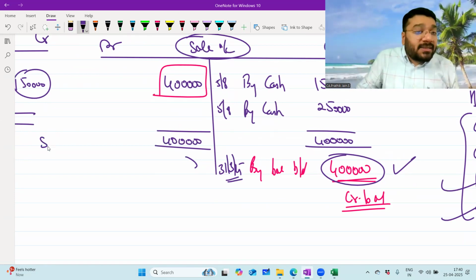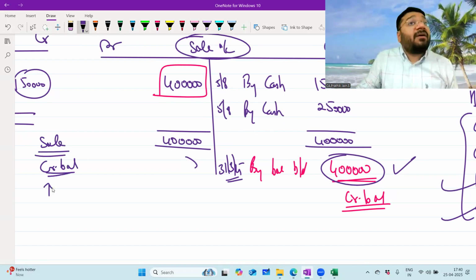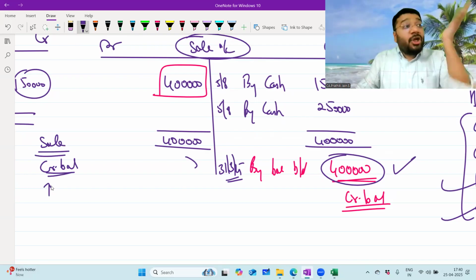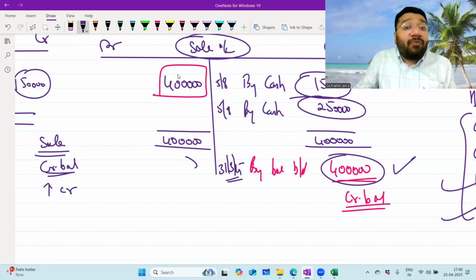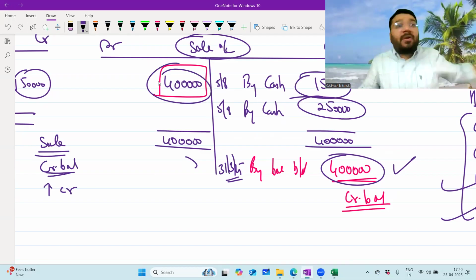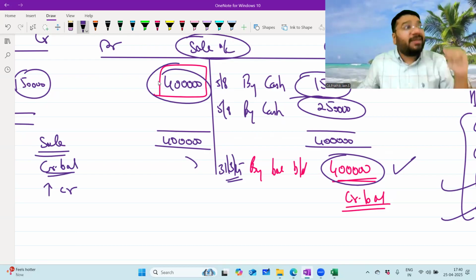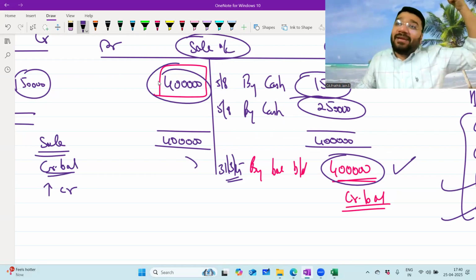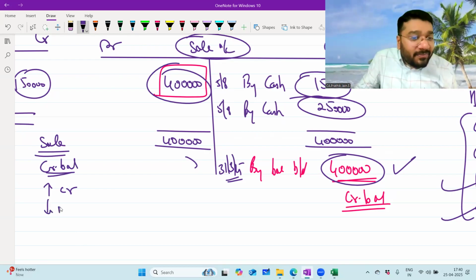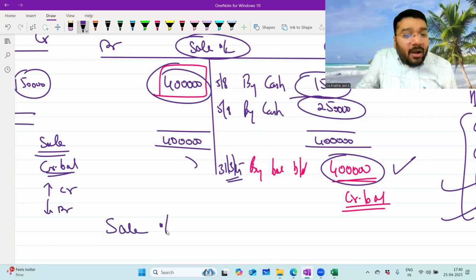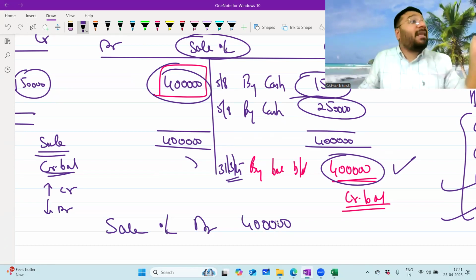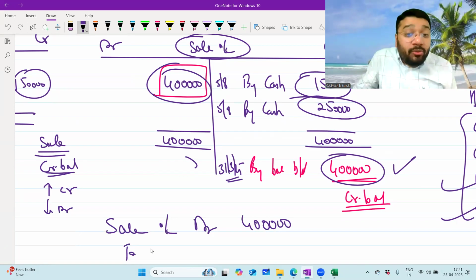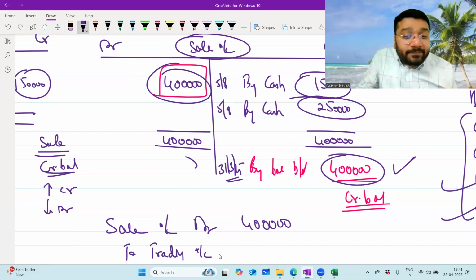Sale is what balance? Sir, it is a credit balance item. Whenever I did a credit sale or cash sale, my sale increased. To increase sale, I kept on giving a credit. Now I am telling that this 4 lakh should no longer be in sale account. I should remove from sale account, which means my intention is to reduce sale account. To increase sale, credit. To decrease sale, debit. So now my entry is going to be sale account debit, which means I'm transferring this 4 lakh rupees from the sale account. Now to which place? To trading account.